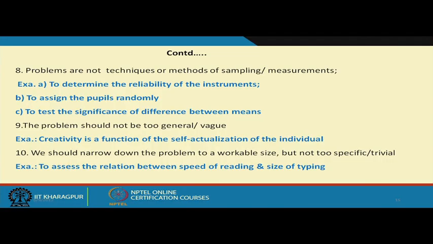Yes, we can say that creative thinking process, how it takes place in the case of children, how it takes place in the case of adults, how it takes place in the case of professional groups, etc.